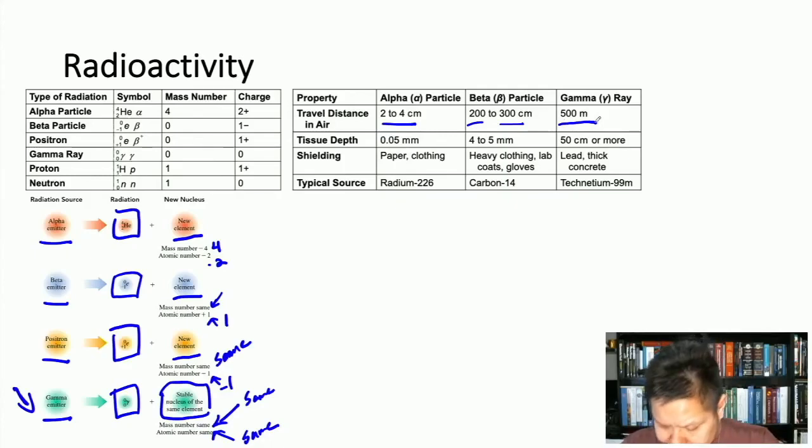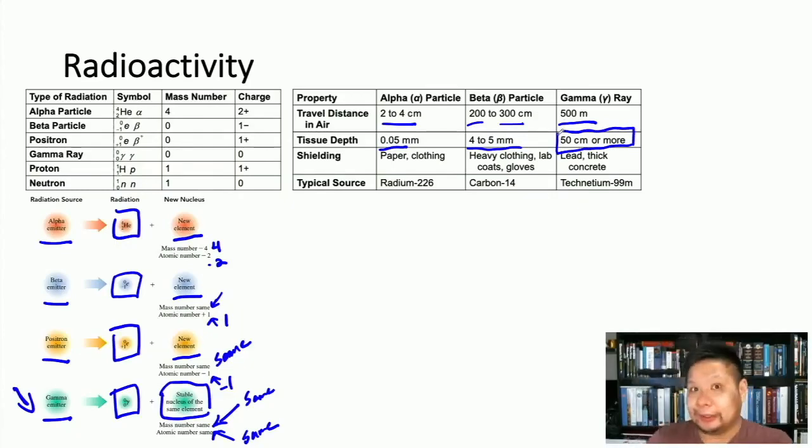Through tissue, though, an alpha particle can barely go through your tissue. It goes like 0.05 millimeters. Same with the beta particle, right? But again, a gamma ray can penetrate your tissues by 50 centimeters or more. That's why you get the Hulk when you're exposed to gamma radiation.